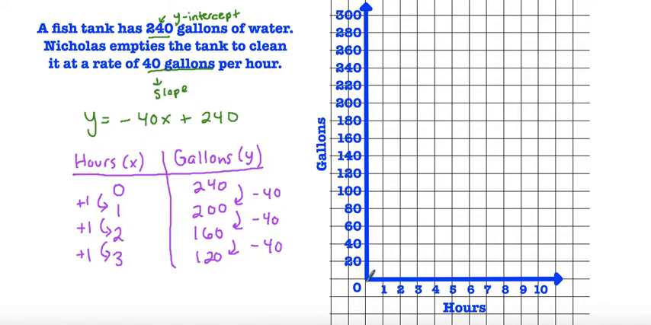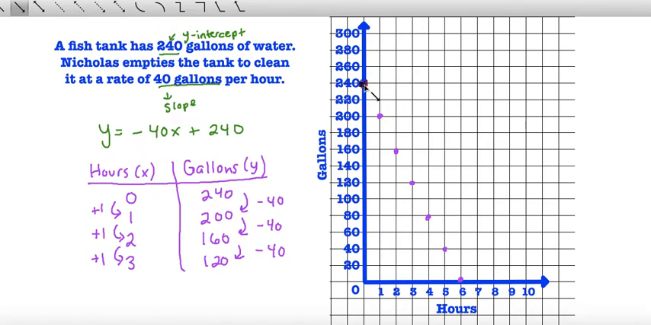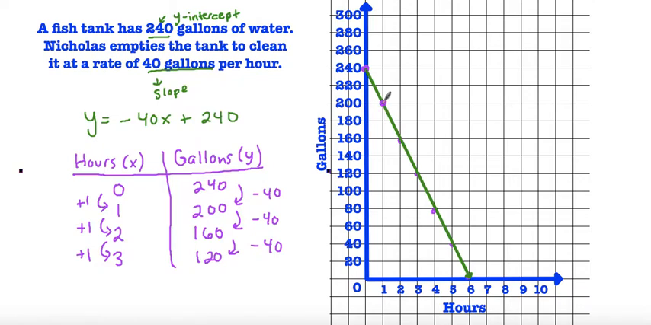So we could start off by plotting it at 0, 240, because that's where our fish tank is starting off at. And then after 1 hour, it's at 200. At 2 hours, it's 160, and so on. So we could draw our line through this, and we'll notice that our line is decreasing because the water in the fish tank is decreasing as well.